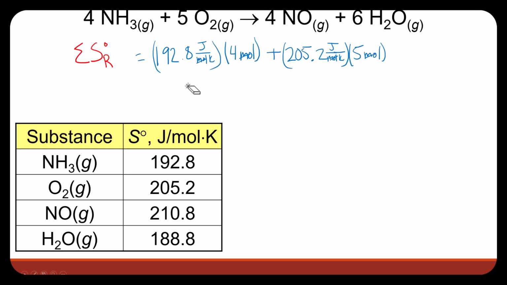All right, so plug this into our calculator. We've got 192.8 times 4. So that's 771.2 joules over Kelvin, plus 205.2 times 5, which is 1026 joules over Kelvin. Then we're just going to add those two values together. 771.2 plus 1026 equals 1797.2 joules over Kelvin. All right, so we've determined the entropy change for the reactants. We've determined the entropy for the products. Now we need to look at the entropy change for this reaction.